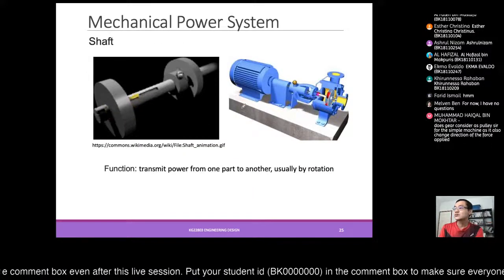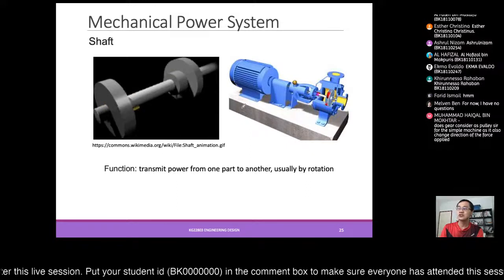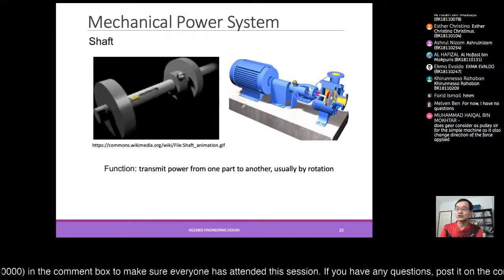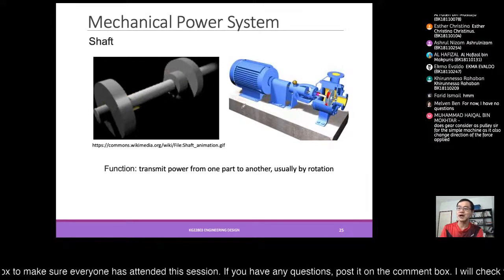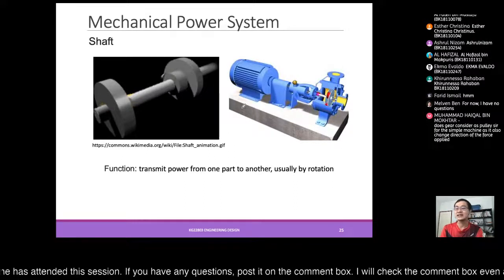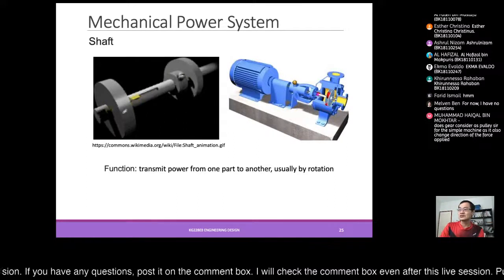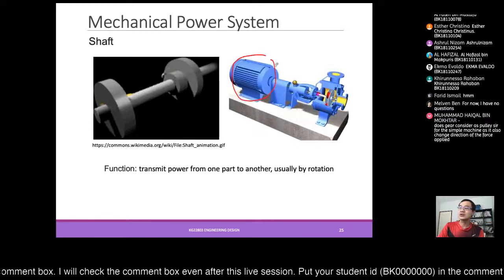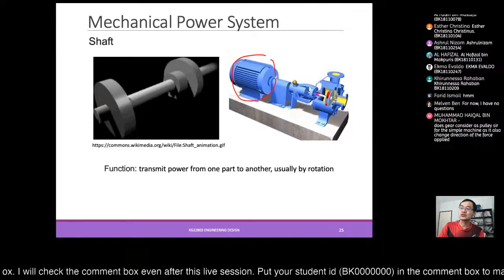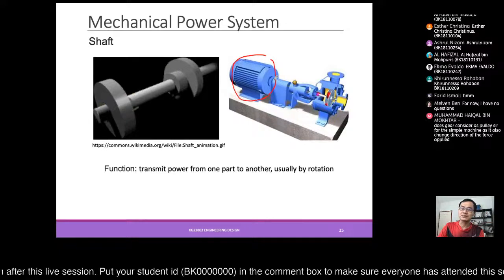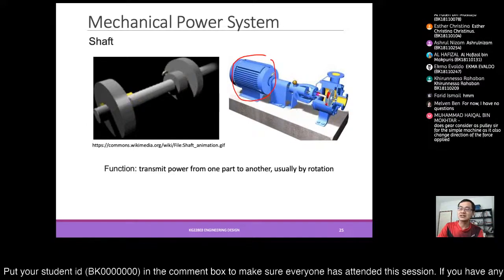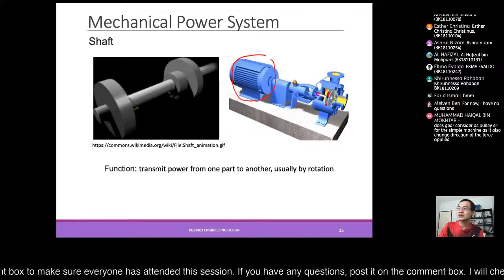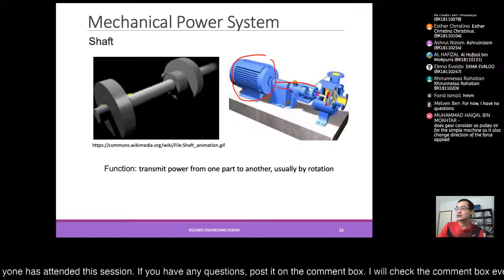Then next will be the shaft. So what is the function of a shaft? Generally the shaft is just a rotating rod that tries to transmit power from one part to the other. Let's say for a motor itself, this motor cannot directly connect to the pump most of the time because of the construction and other things. So what we can do is use a shaft that connects the motor to the pump itself.